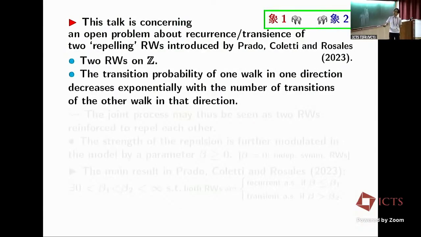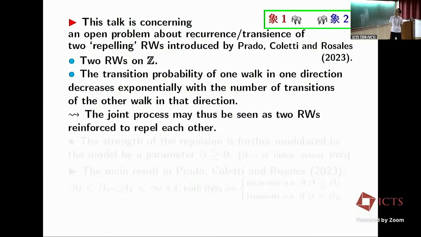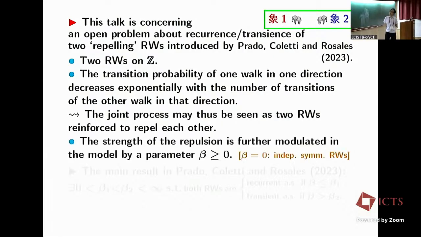These are two random walks on the integer lattice, and the transition probability of one walk in one direction, like left, decreases exponentially with the number of transitions of the other walk in that direction. Then the joint process may be seen as two random walks being forced to repel each other. The strength of the repulsion is modulated by a single parameter beta. In their setting, beta 0 corresponds to two independent symmetric random walks.